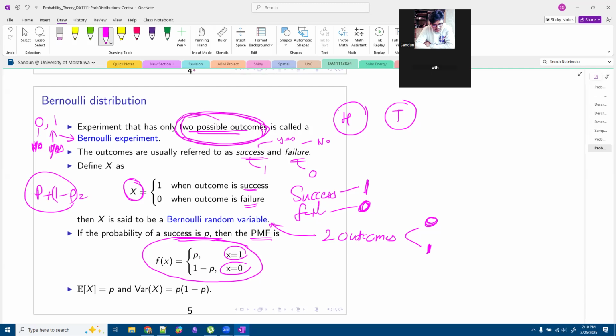So if that's the case, the expectation is P and the variance is P times 1 minus P. Now I'll give you a very simple example. Tossing a coin. When you toss a coin, right?